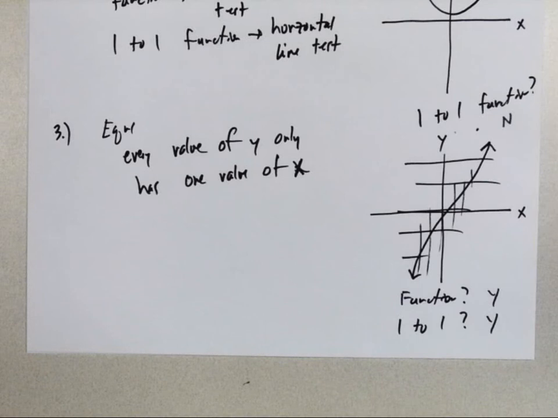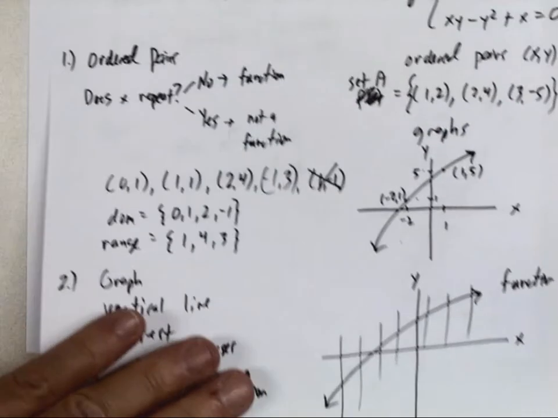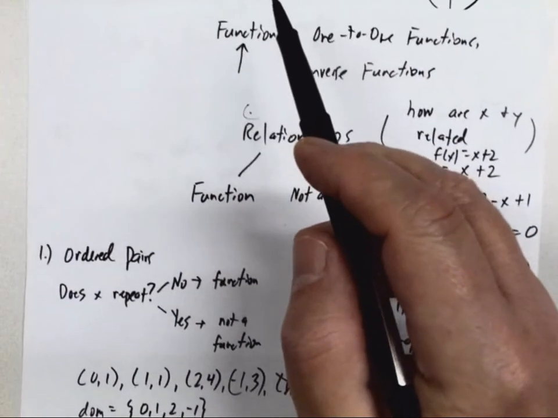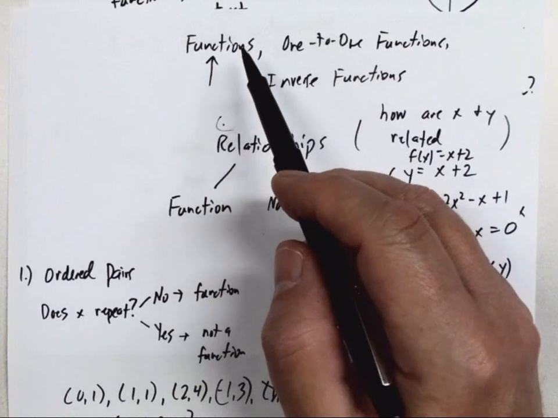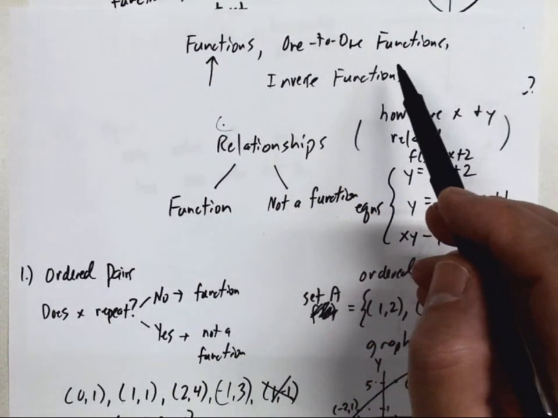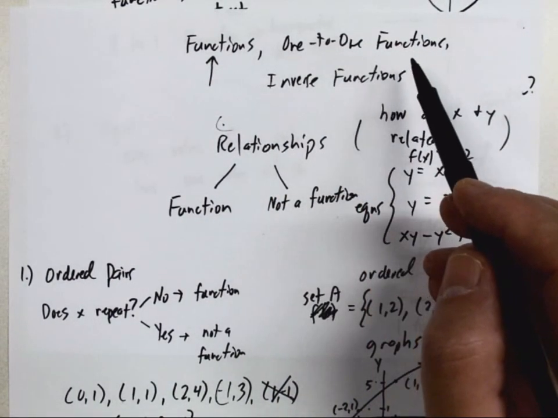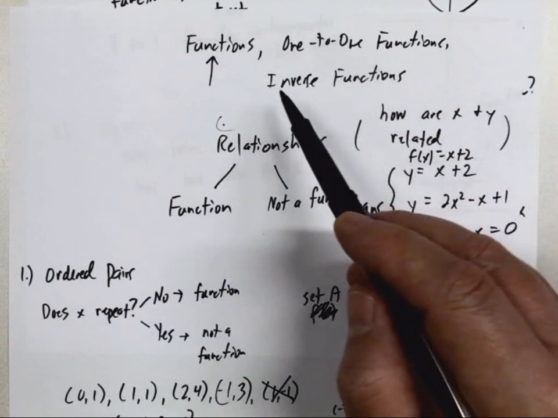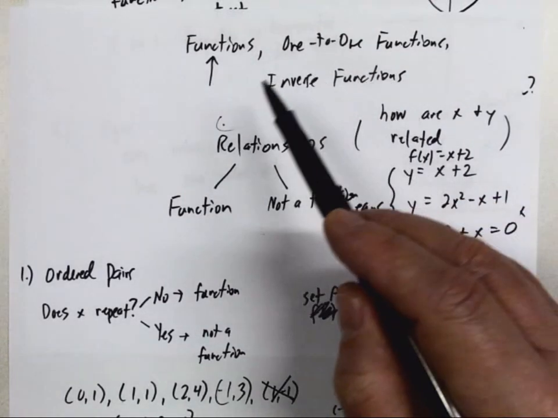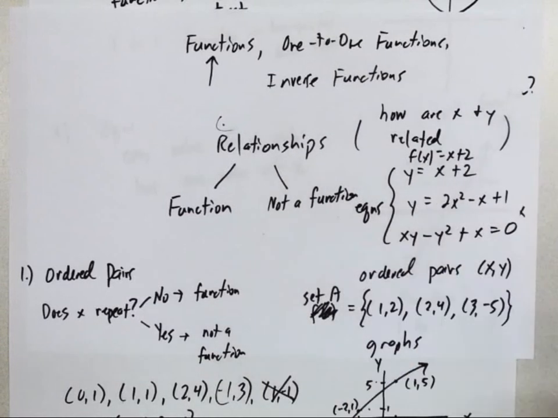Now, at the beginning of this little talk, I said there are 3 topics to be covered. Here's my page. Functions, which we've talked about and defined. We've now talked about, defined, and told how to check one-to-one functions. And the last one's inverse functions. This is pretty involved, so I'm going to go ahead and stop this video, and then we'll start again and cover inverse functions.